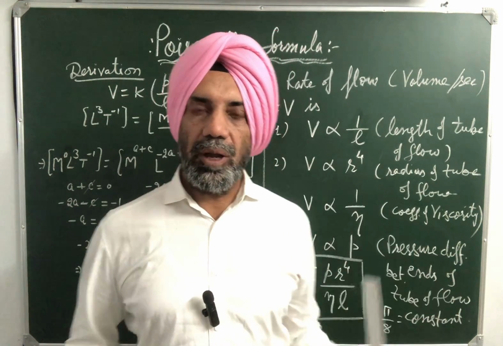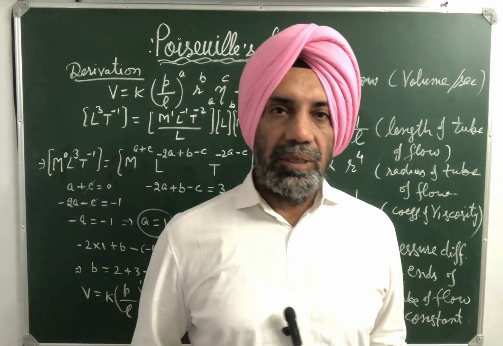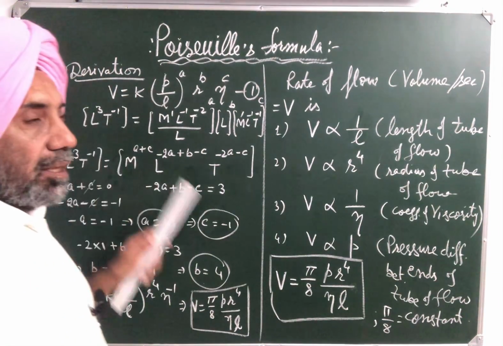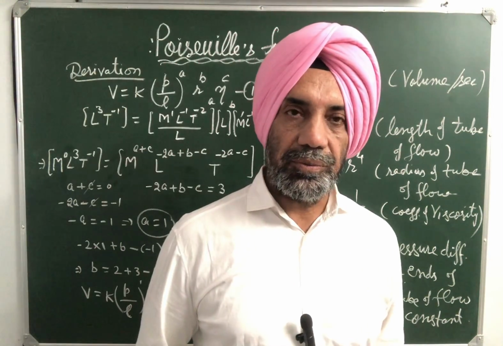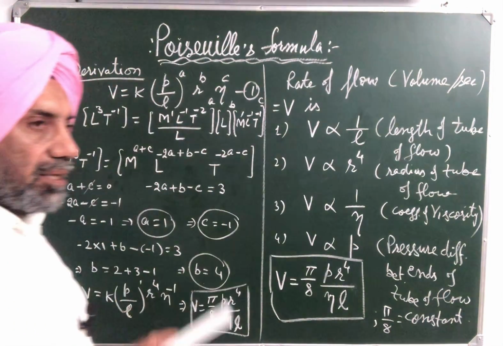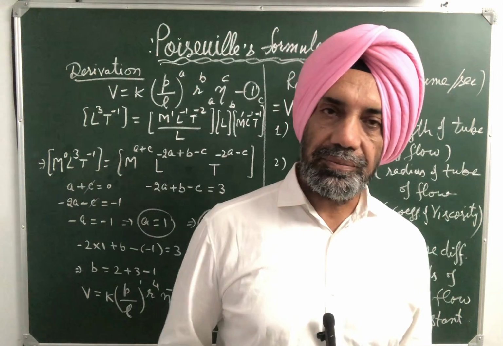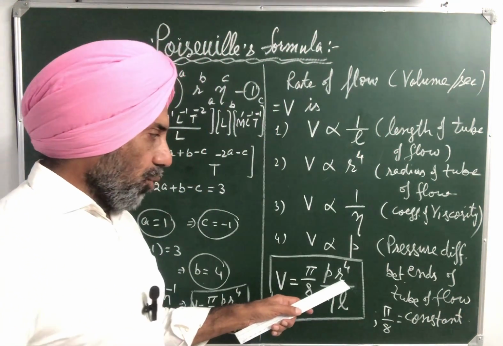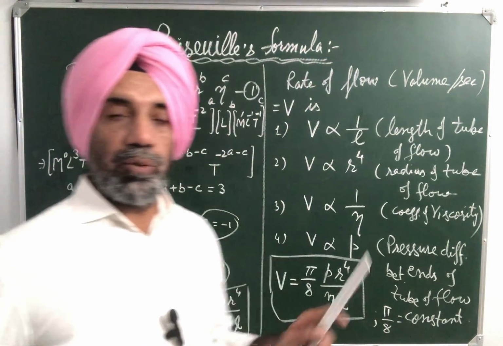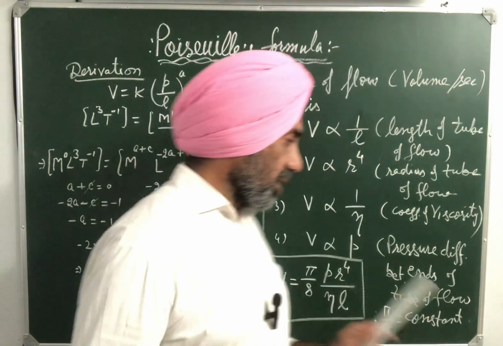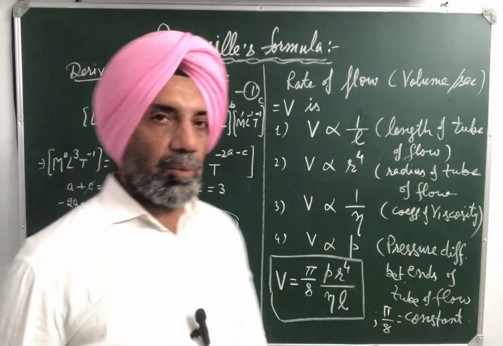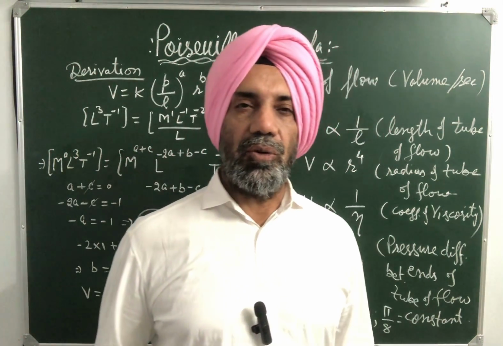Again, a very important formula. So the more viscous the liquid, the less is the rate of flow. The more the length of the tube of flow, the less the rate of flow. And the more the radius of the tube, the more will be the rate of flow, volume flowing per second, because it is directly proportional to R power 4. And the more the pressure difference, the more is the rate of flow.